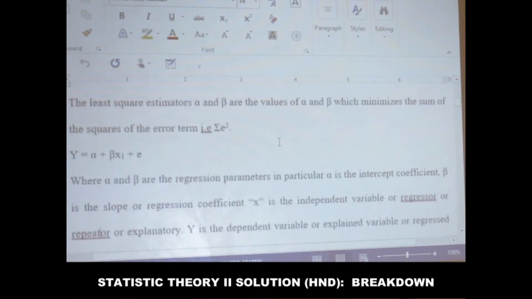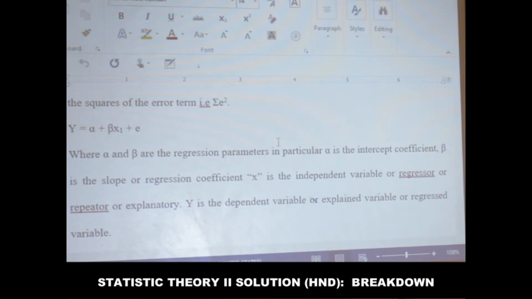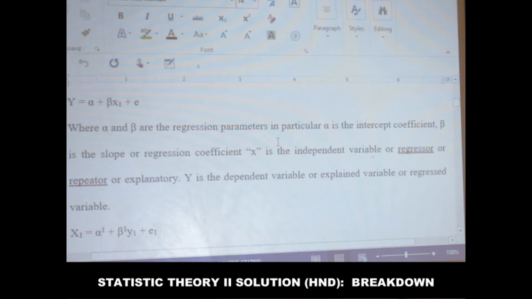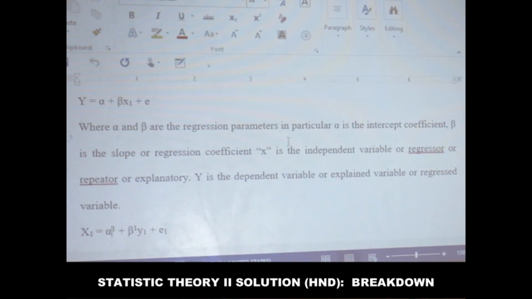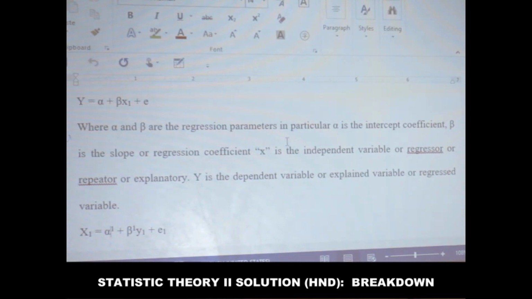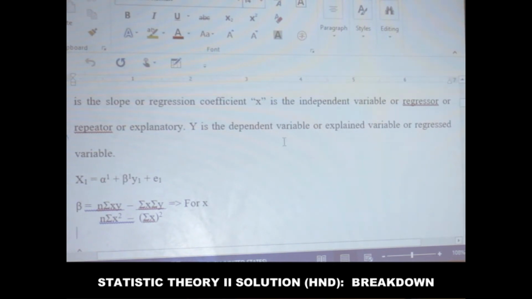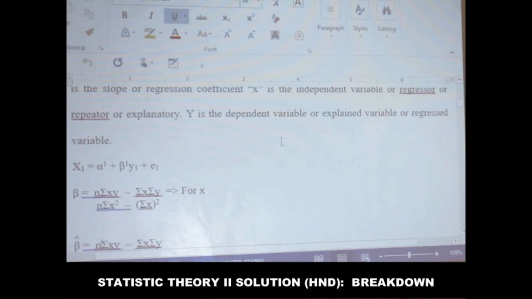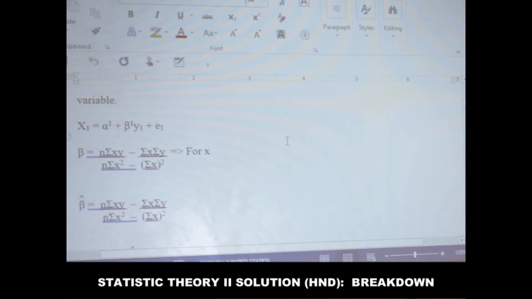Now, we are told that alpha and beta are the regression parameters. In particular, alpha is the intercept coefficient, while beta is the slope or regression coefficient. x is the independent variable or regressor or explanatory variable; either one you choose is still the same thing. y is the dependent variable or the regress variable. So now, solving it individually, you have y1 equals alpha raised power 1 plus beta raised power 1 x1 plus e1.